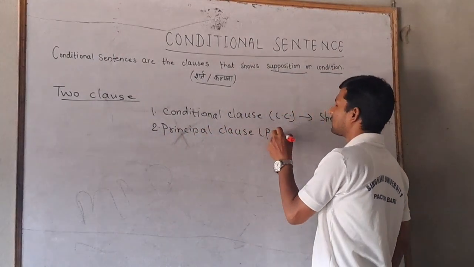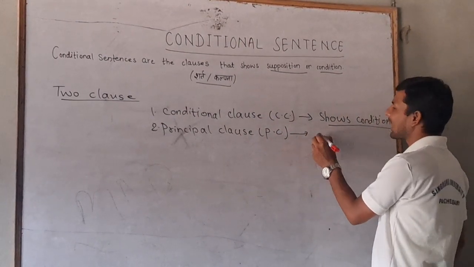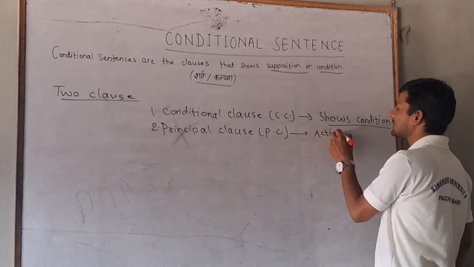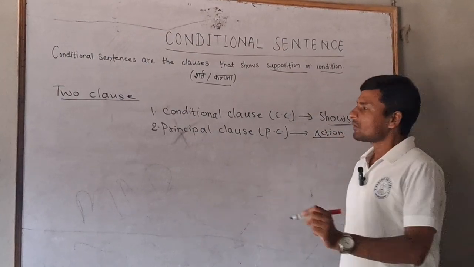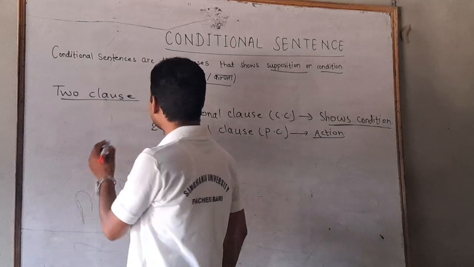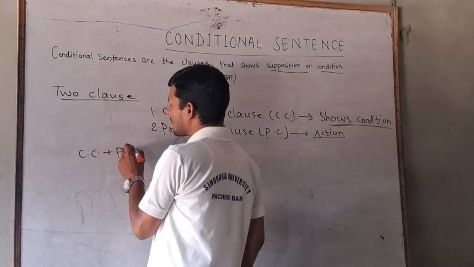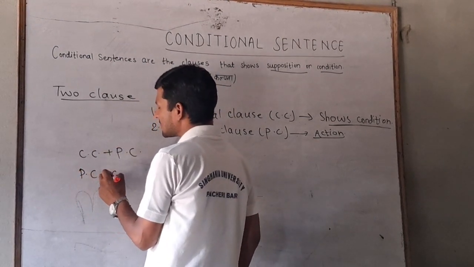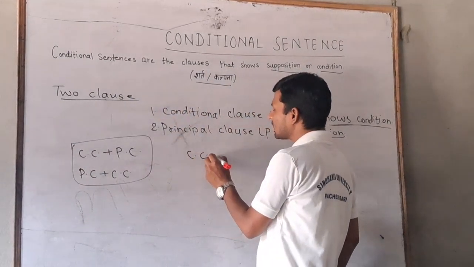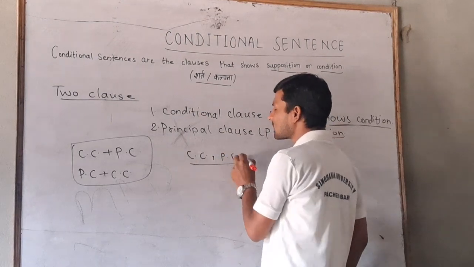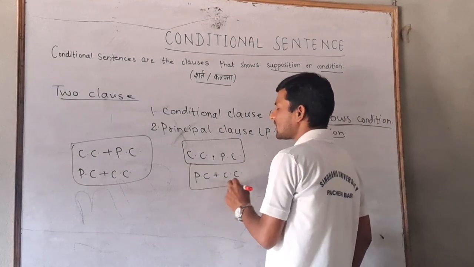It is called PC in short. It shows the action. Principal clause shows action. Here are two clauses. Any clause may come in the beginning, either CC plus PC, or PC plus CC, no problem. But if CC comes first, then CC, then comma, then PC. If PC comes first, then PC plus CC, comma is not necessary.